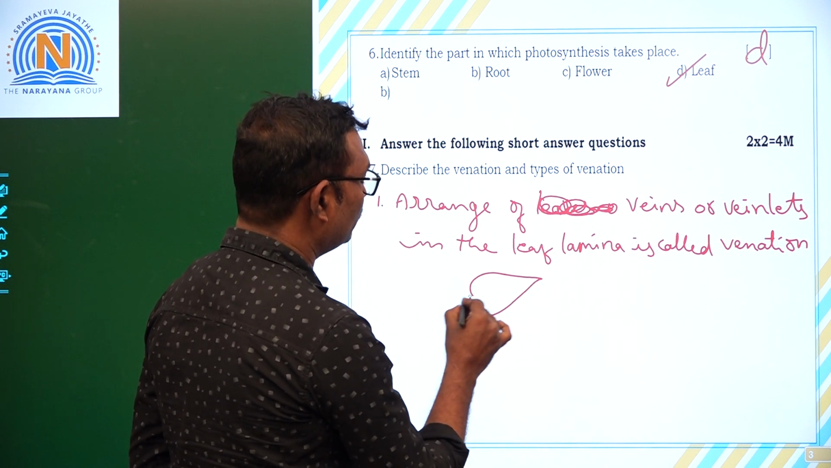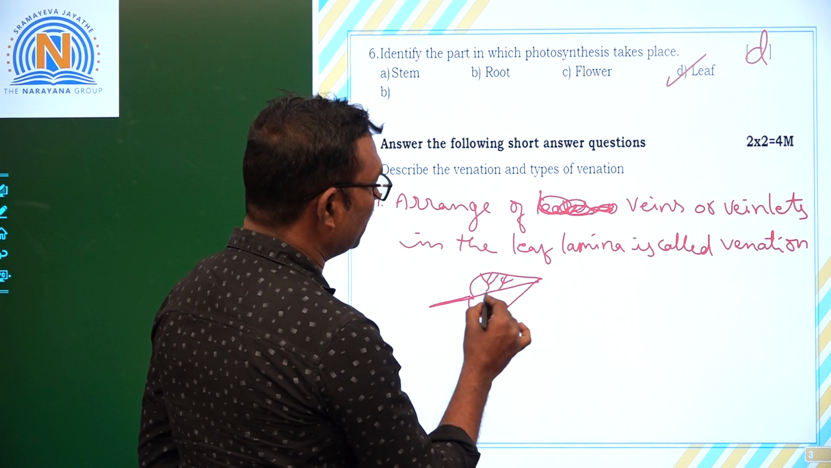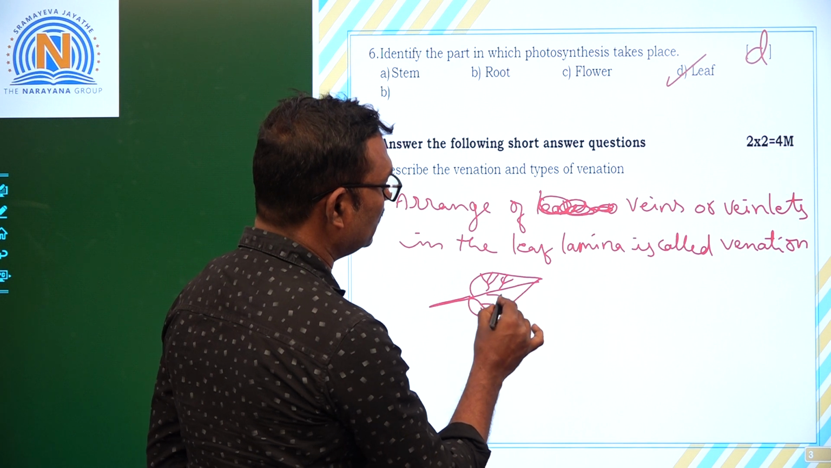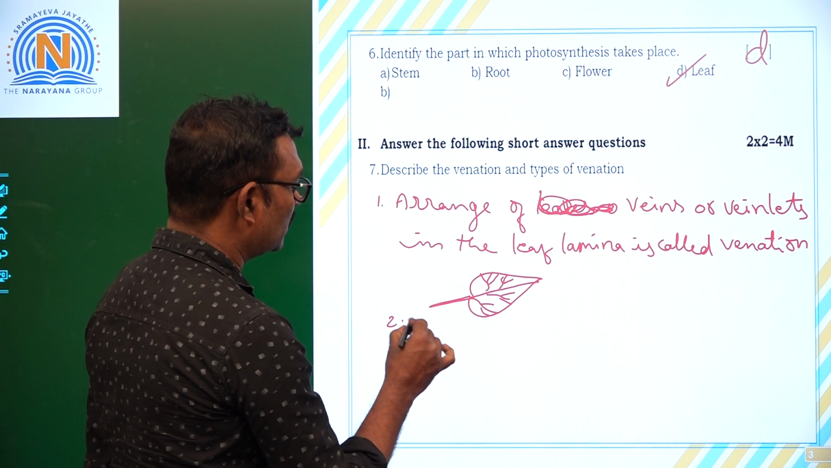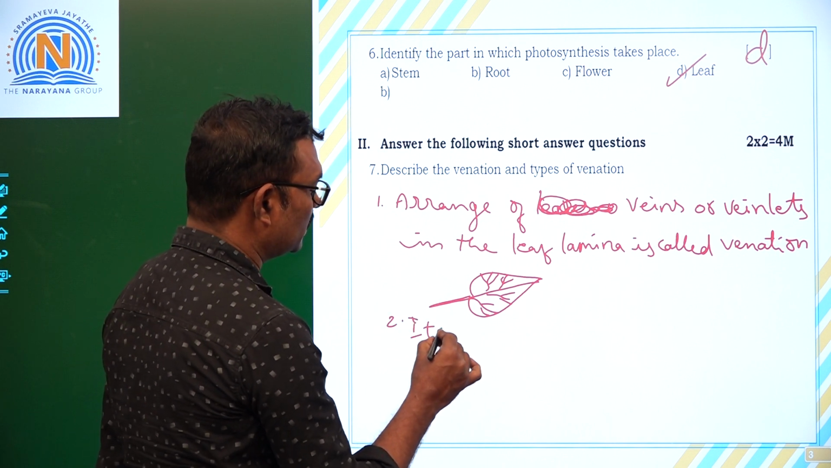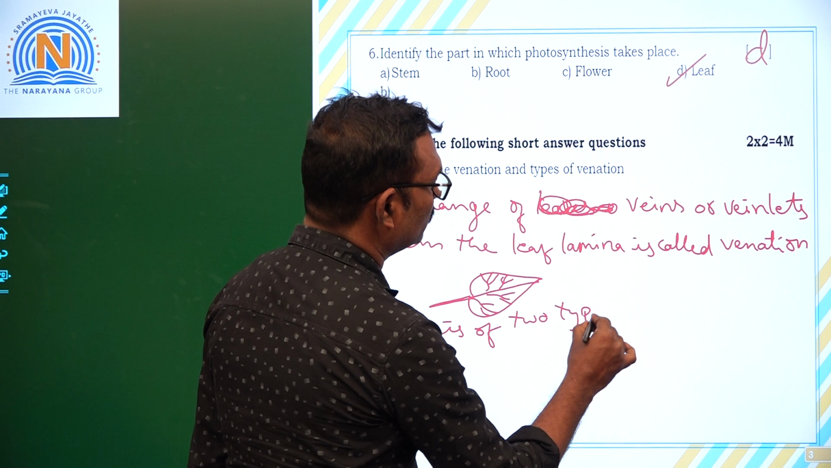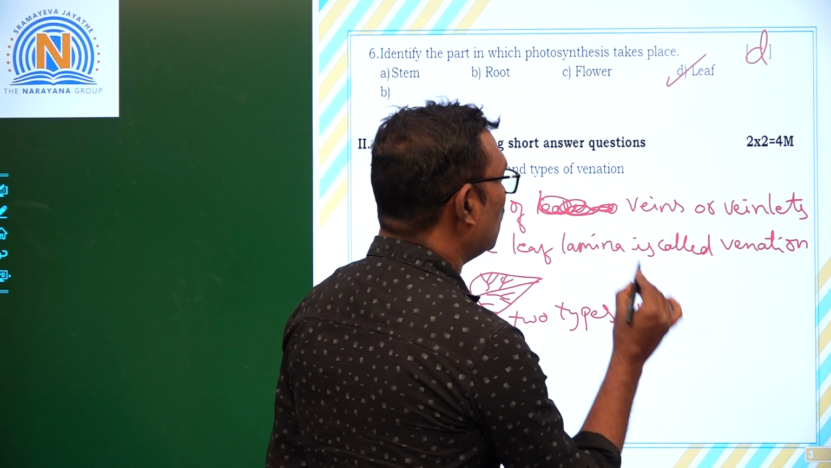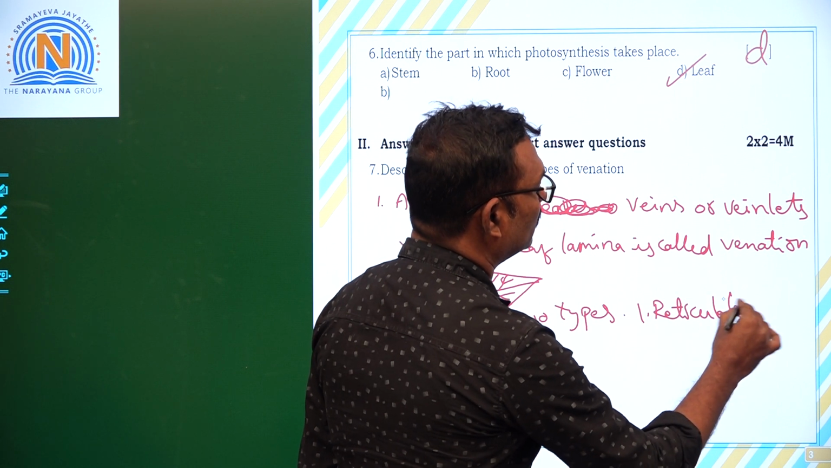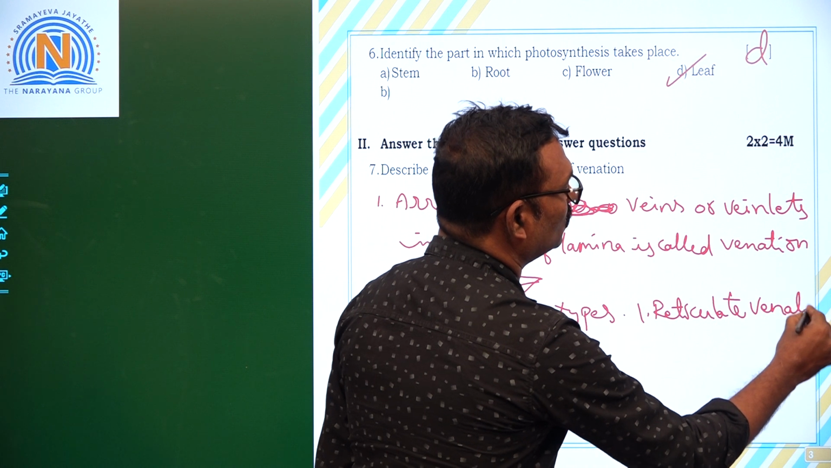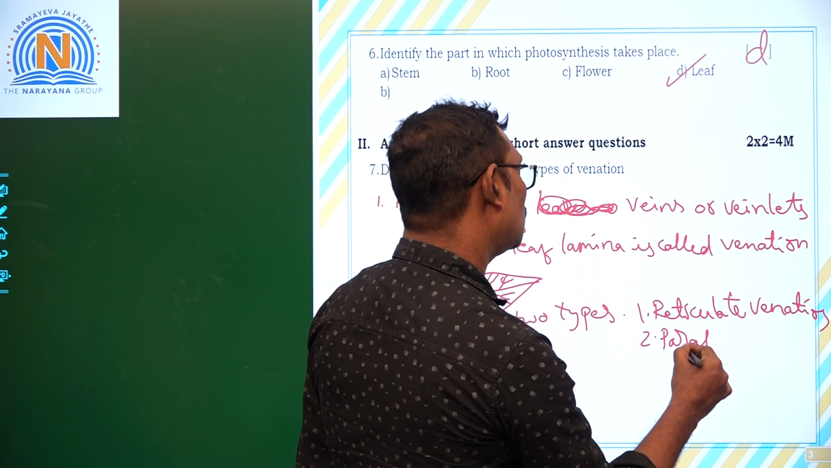Suppose this one is a leaf. So here see, these are veinlets. This is midrib, the middle one is midrib and these are veinlets. See, yes, this arrangement is called venation. It is of two types. What are those? Number one, reticulate venation. And number two, parallel venation.